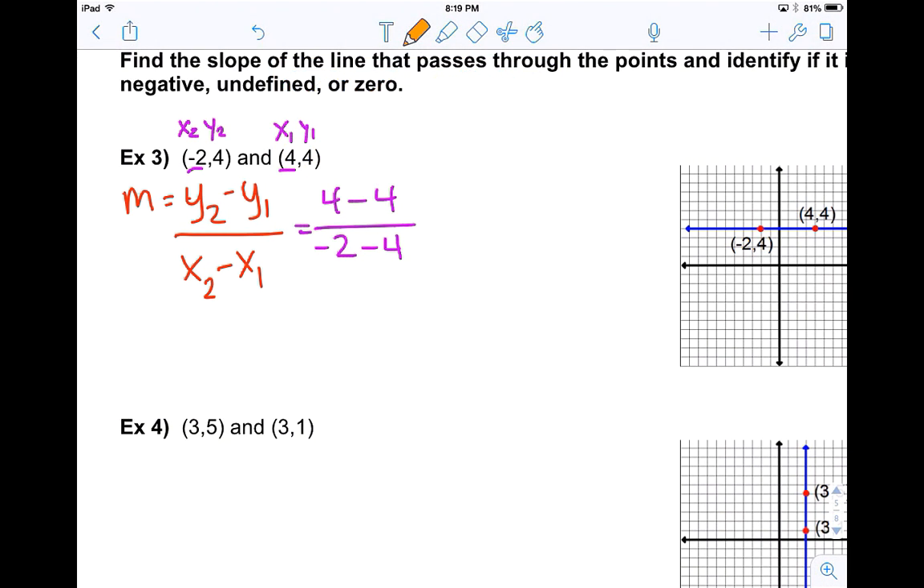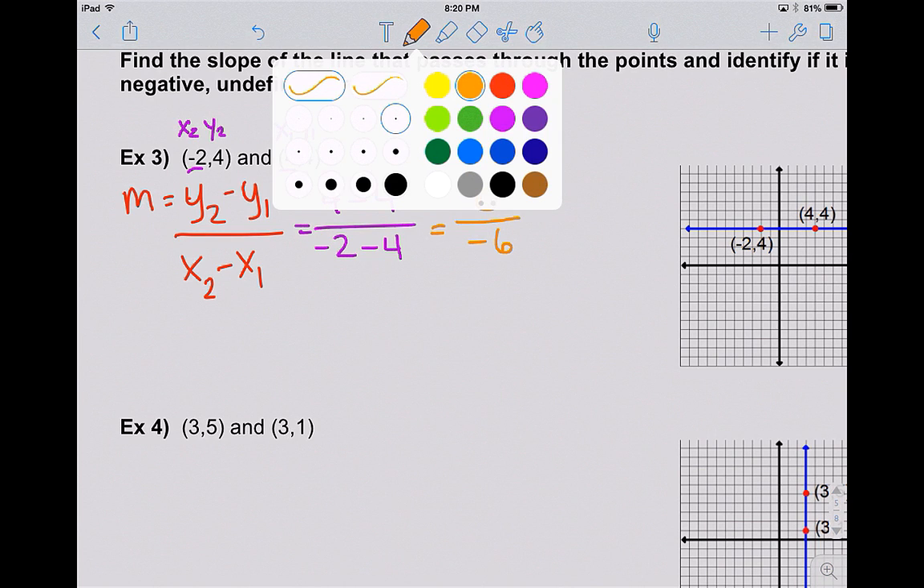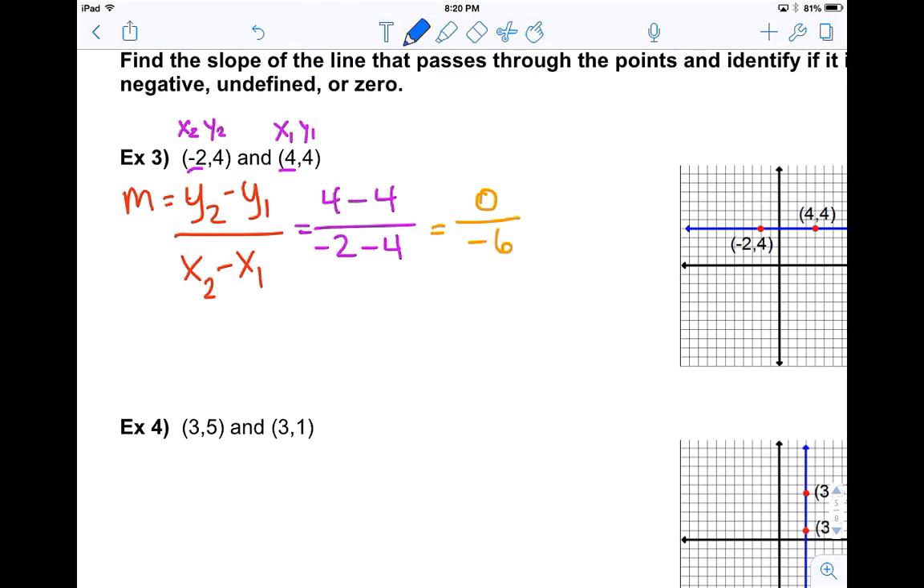And then we can simplify. So 4 minus 4 gives us 0. Negative 2 minus 4 gives us negative 6. And then if we reduce that fraction, we have 0 divided by 6, and 0 divided by anything is 0. So we simplified this all the way down to m equals 0.